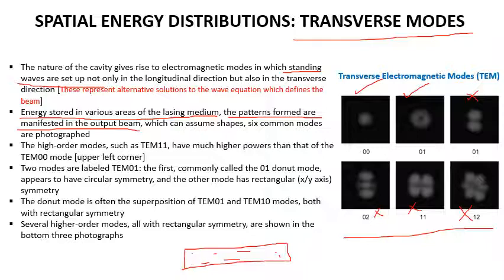We assume six kinds of shapes. There may be many more transverse modes, but we assume six common modes, which are shown in the figure as well. Some are higher order modes, some are lower order modes. The higher order modes, such as TEM11, have much higher power than TEM00 here. But what's the problem? The beam shape. Even though TEM11 has higher power, the beam shape is not Gaussian.